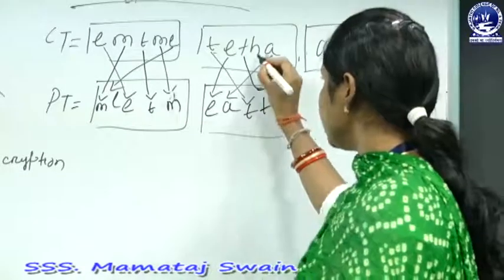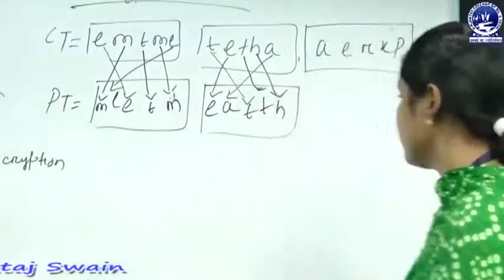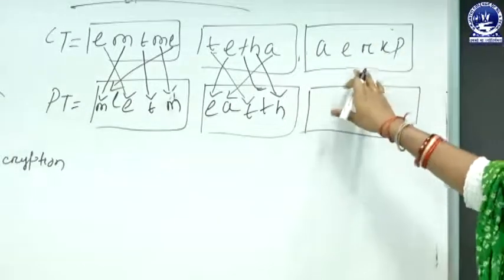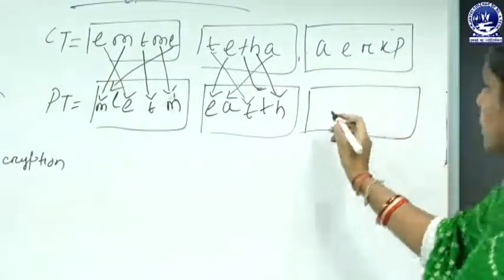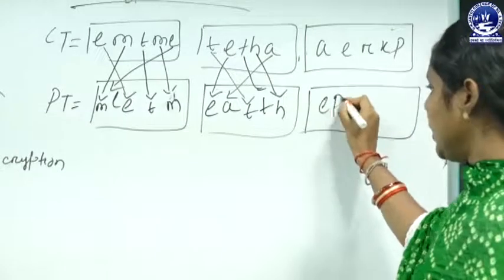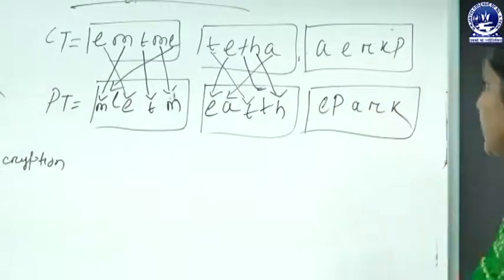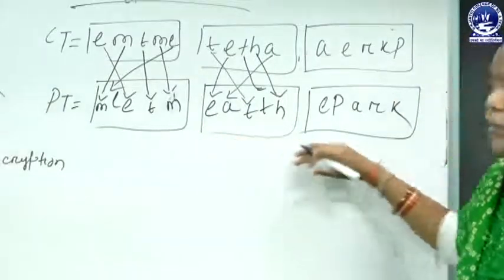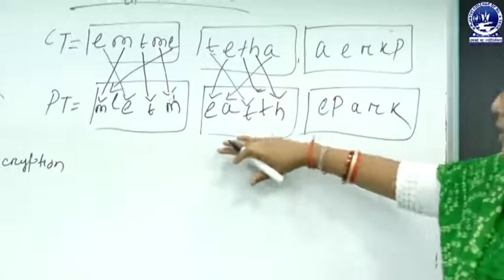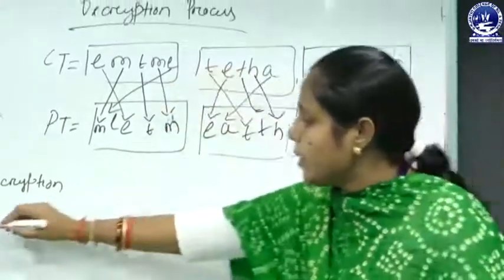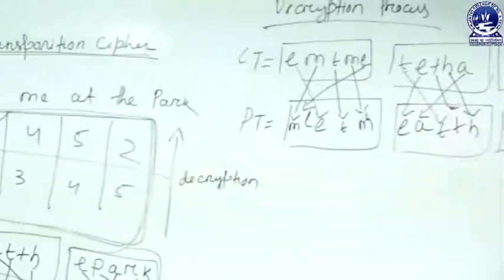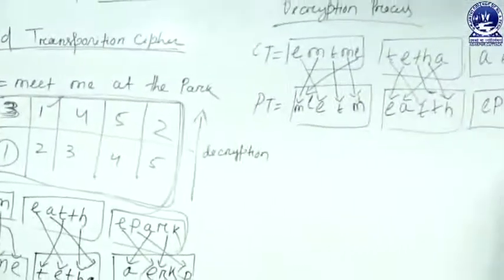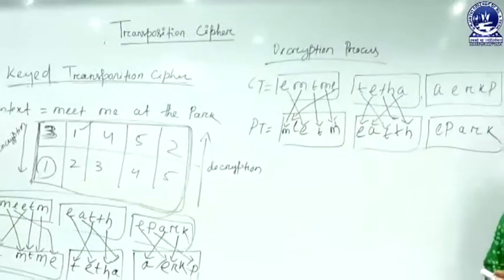Then the last one is H. In a similar manner, you can also find out the plain text for this block, which is E, P, A, R, K. Now look at these blocks. Here these blocks are the plain text, which is generated from this ciphertext by using this decryption key. Now these are the encryption and decryption process of keyed transposition cipher.